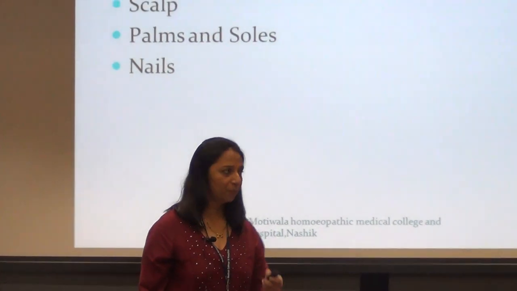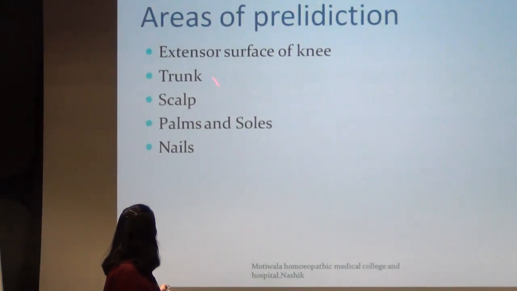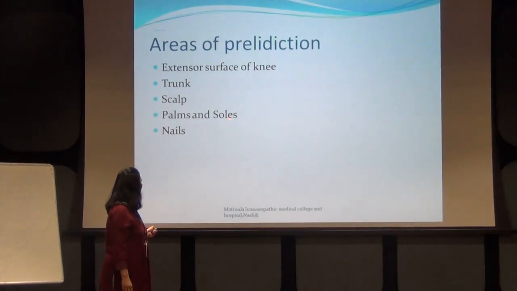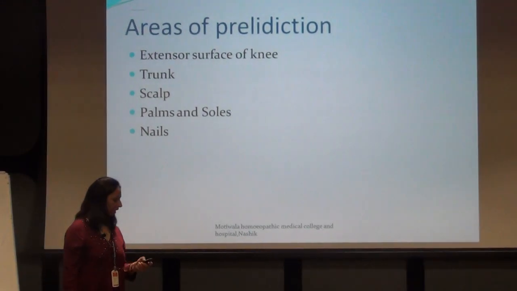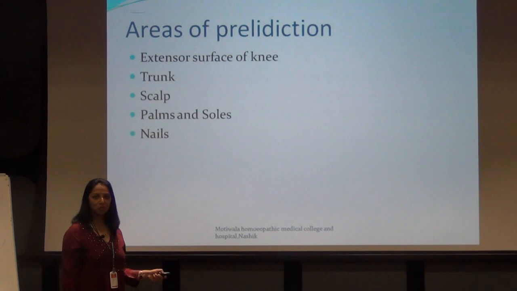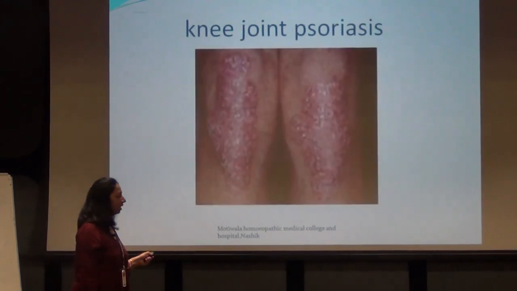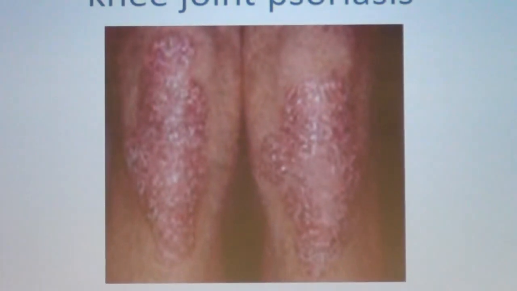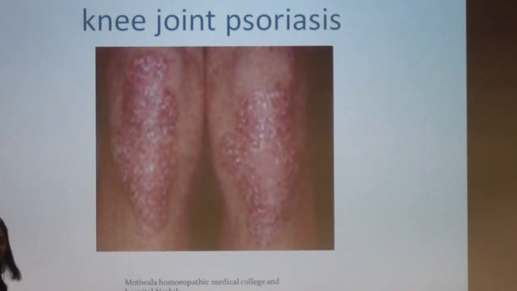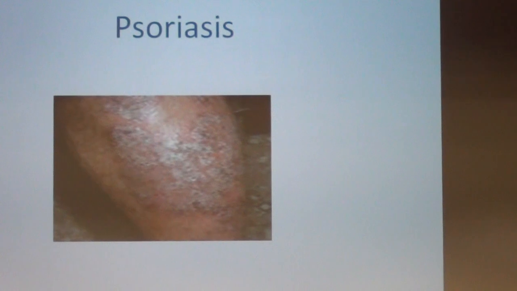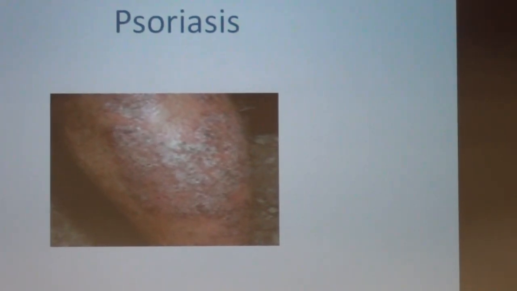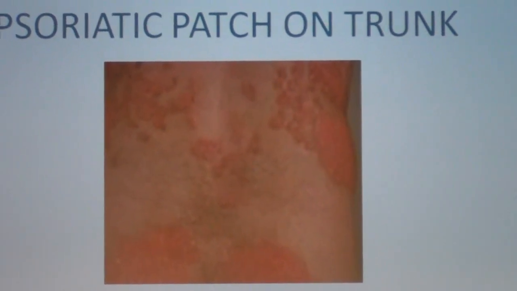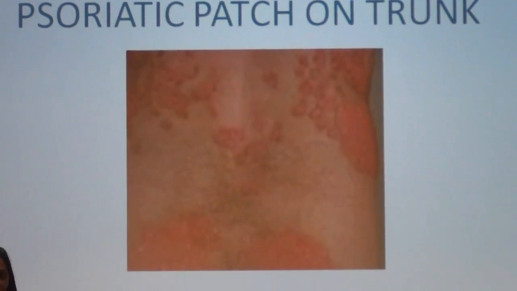Areas of predilection. Psoriasis is more commonly seen on the extensor surface of the knees, very commonly seen on the trunk, scalp, palms and soles, and nails. Friends, now I'll take you to a few pictures of psoriasis. Please pay attention here. This is psoriasis of knees. Do you appreciate the erythematous base with scaling? Again, psoriasis of knees. Patch on the trunk, maculopapular erythematous patches on the trunk.